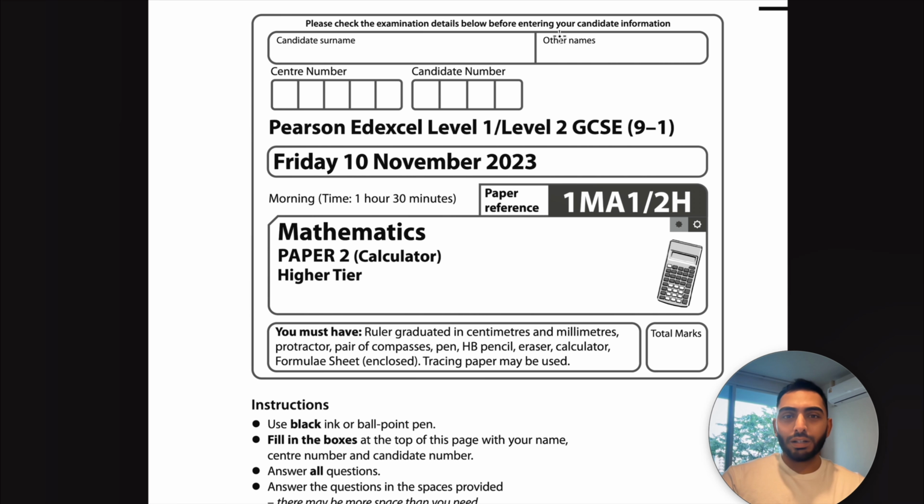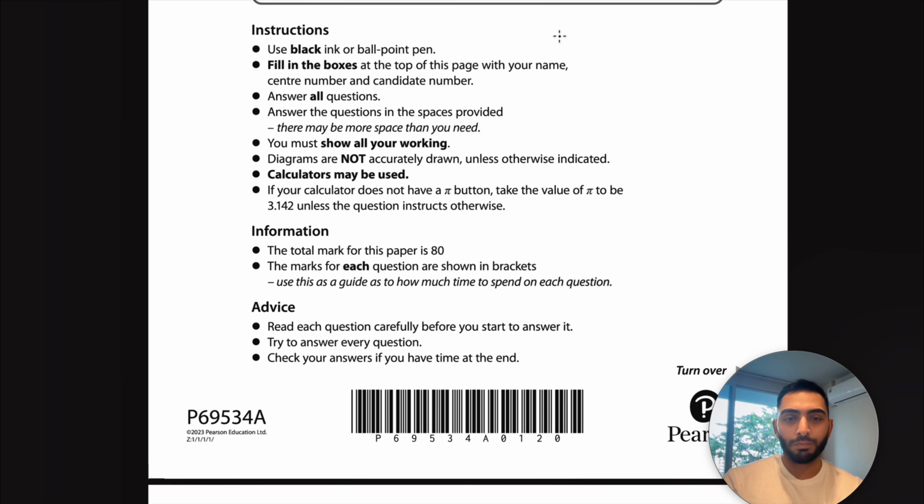Hi everyone, we've got a little challenge today where we're going to try the first 5 GCSE Maths higher tier questions from this Edexcel paper, but we're not going to be able to use a calculator. Let's see how we get on.